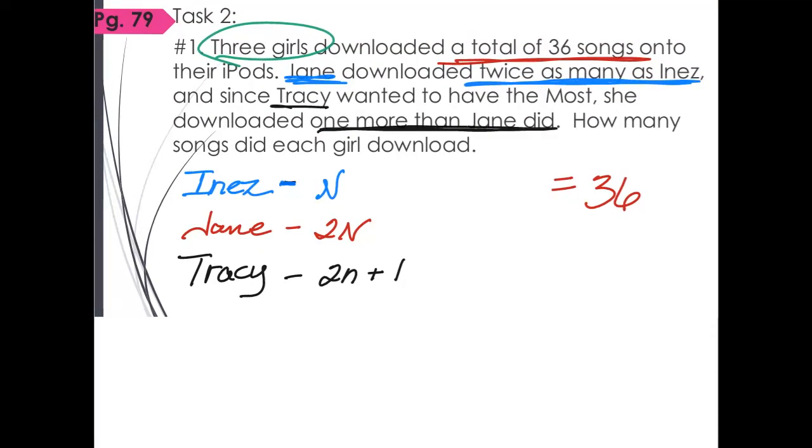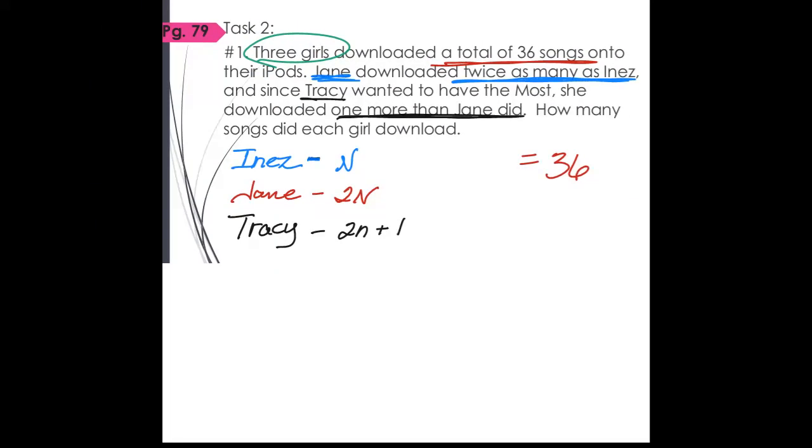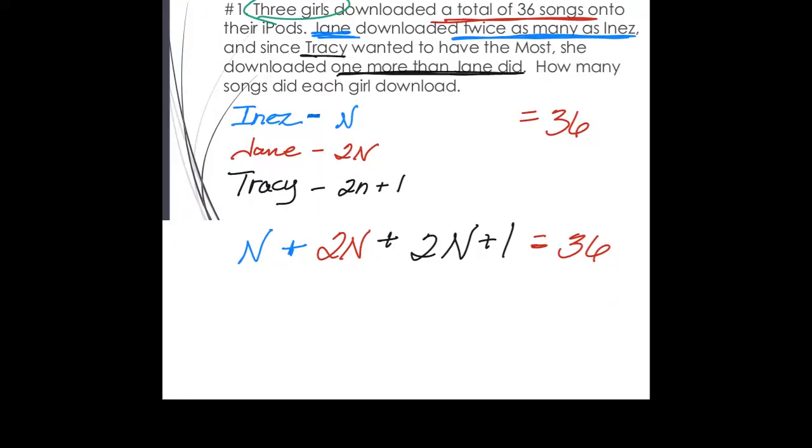So what do I do with these expressions? Combine them. So we have Inez has n plus Jane has 2n plus Tracy has 2n plus 1, and that all equals 36. Now what?